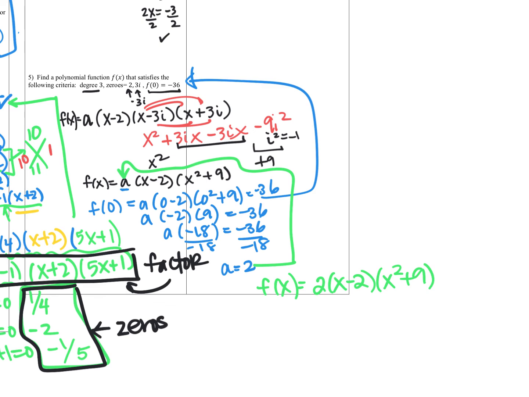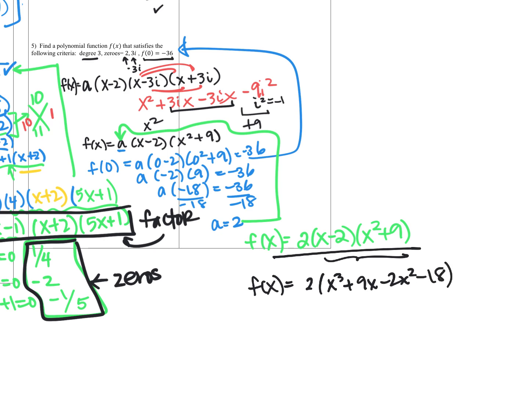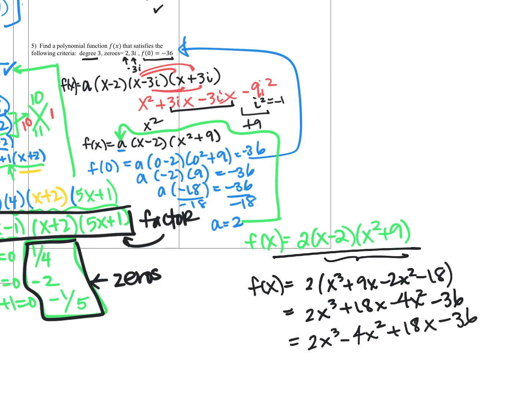That's beautiful. That's just factored out. If you wanted to, you could multiply it out. So this is our answer. Or we would write f of x equals, and I'd start by distributing those binomials first. So we'll get 2 times x to the third plus 9x minus 2x squared minus 18. And then when you multiply that 2 in, you'll get 2x to the third plus 18x minus 4x squared minus 36. If you put it in descending order, that'll be 2x to the third minus 4x squared plus 18x minus 36, is another way that we could write that function. Again, that's in descending order. So hope that helps.